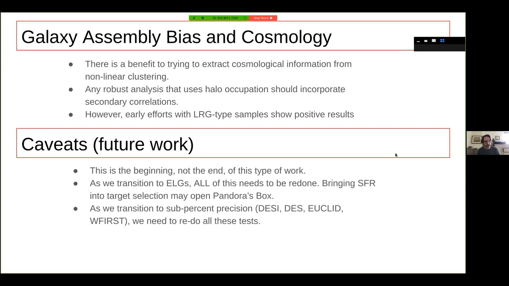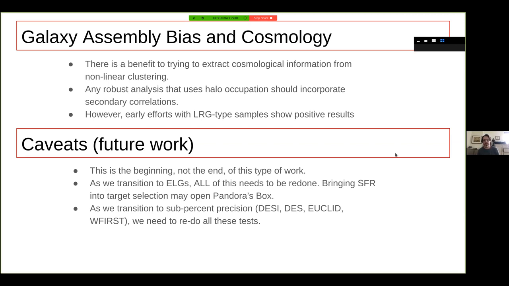It is possible that bringing star formation rate into the target selection algorithm to select your tracers may be opening Pandora's box in terms of assembly bias signals, because we've seen some indication throughout this talk that star formation rates within galaxies on the star forming sequence may depend on halo formation history. So not only might the type of targets that we are going to be looking at in future surveys open up more avenues of assembly bias, but the whole reason that we are transitioning to emission line galaxies is that they can probe such larger volumes of the universe with such larger samples of galaxies.